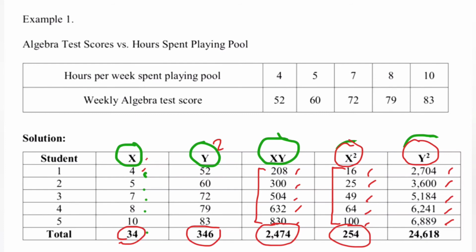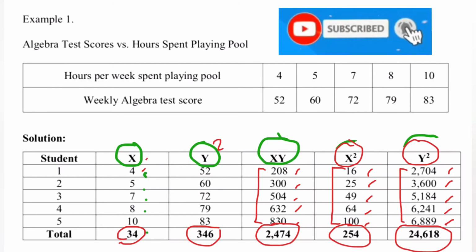So we already squared the values of y, then kailangan natin summation of y squared, add natin lahat ng to. So 2,704 plus 3,600 plus 5,184 plus 6,241 plus 6,889 is equals to 24,680. So, complete na yung mga data natin. Nakuha na natin si x, si y, x times y, we have the x squared and then the y squared, and their summations. So, let us proceed dun sa paggamit ng ating formula.